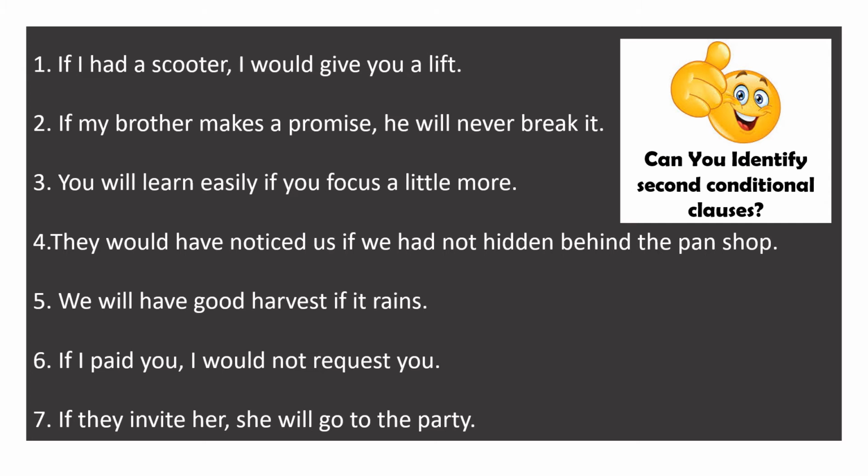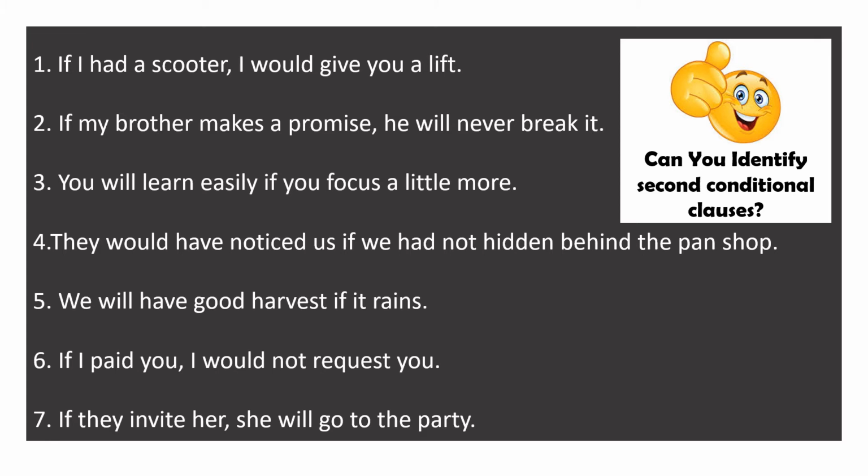So here, check whether you can identify second conditional clauses. How do you identify second conditional clauses? Yes, you must see the verb in both the clauses. In the first sentence, what is the verb? Had and would give. Is it second conditional or not? Yes, it is second conditional.